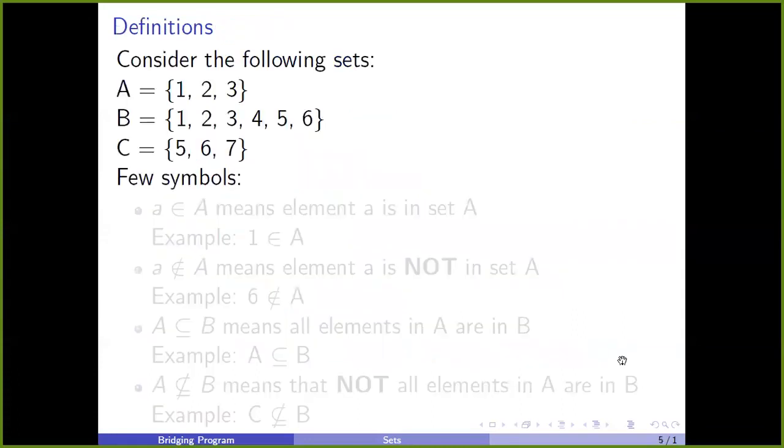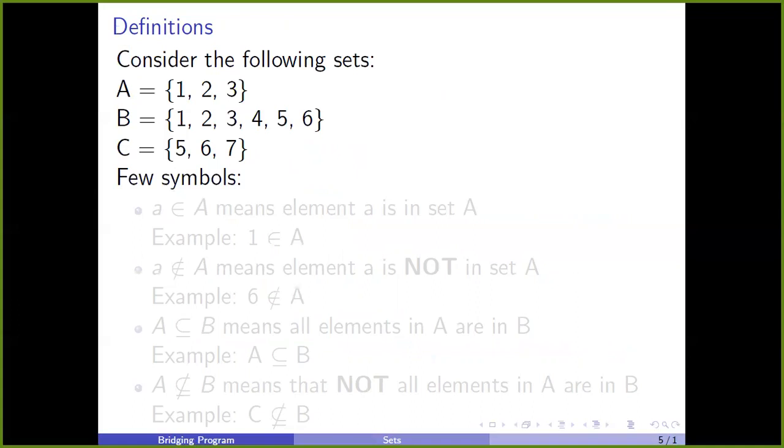Now, let's look at some definitions. To explain these definitions, I am going to use three sets, A, B, C. A has three elements, 1, 2, 3, and B has 1, 2, 3, 4, 5, 6. And C has 5, 6, 7. So these are the three sets, and I'm going to use these sets to give a few more definitions.